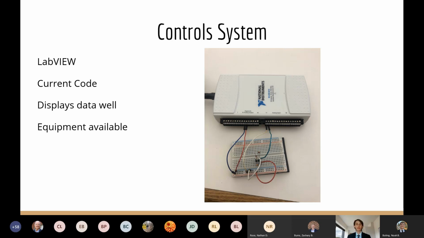The main reason is that Dr. Anderson's current code, which he uses to collect data in his research, is in LabVIEW, which made it an easy choice because he has current code and because he is very familiar with the language. Second, it displays data very well, which is a very important part of his research. And third, equipment compatible with LabVIEW is readily available to us.